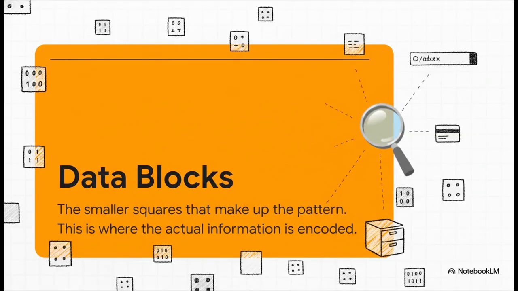And then you have, well, everything else. All those smaller squares that make up the rest of the pattern, those are the data blocks. This is the real heart of the QR code. It's like a tiny digital filing cabinet where the actual information, like a website URL, is stored.